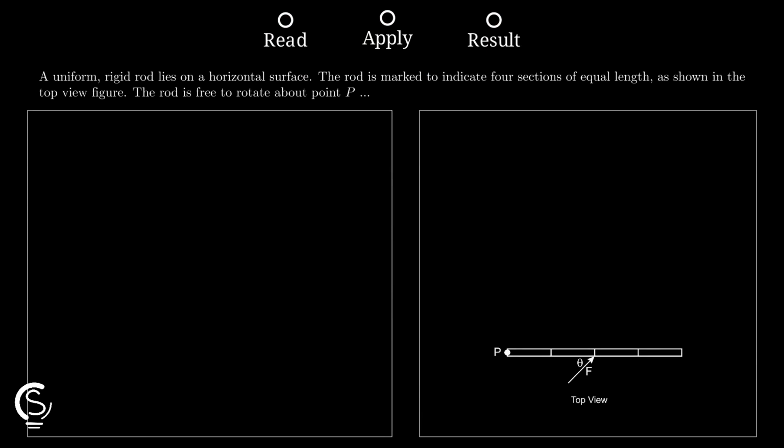First, remember that torque depends on the force magnitude, the distance from the pivot, and the angle. We calculate it by multiplying the force by the lever arm's perpendicular distance.